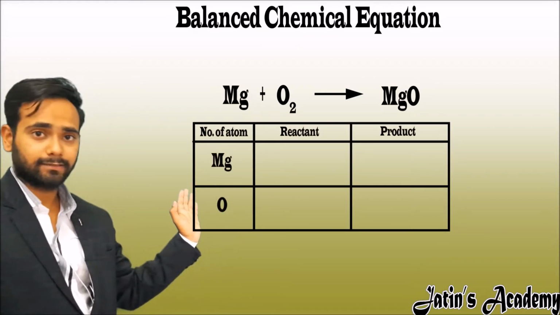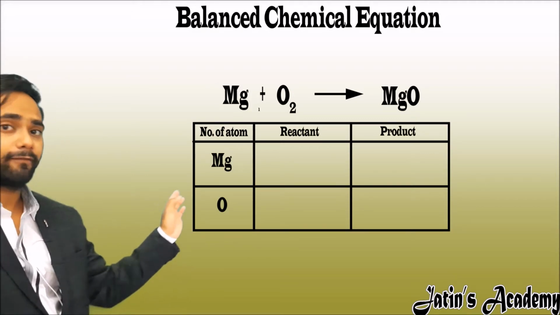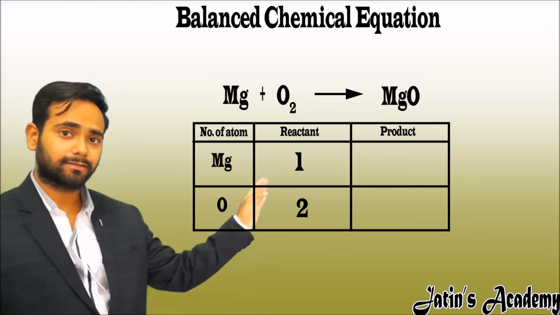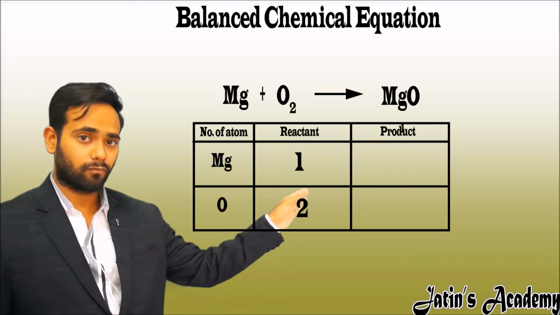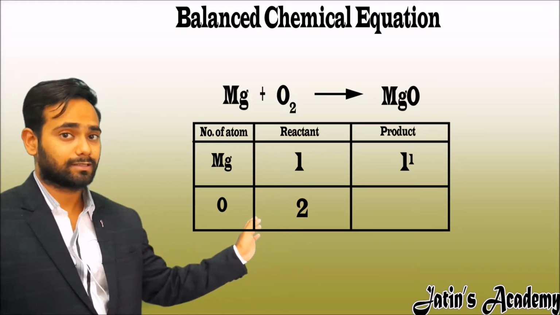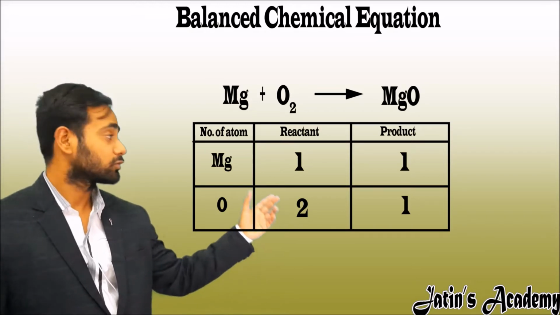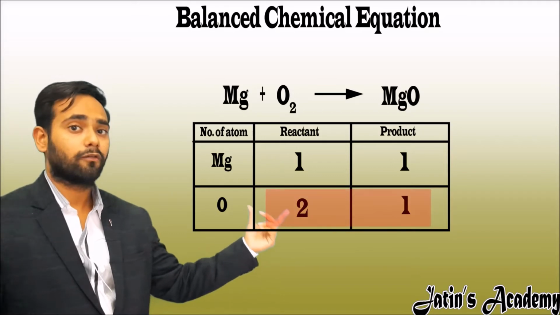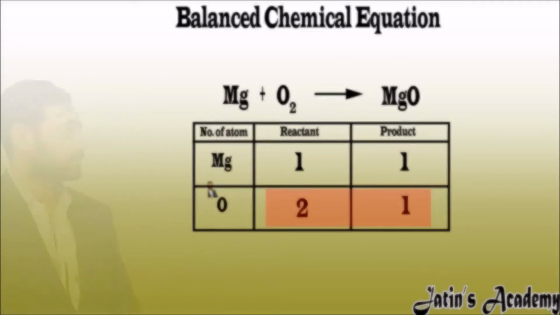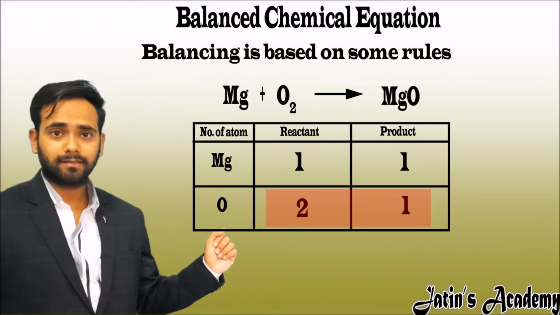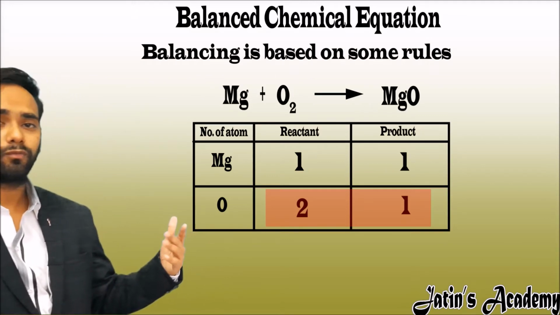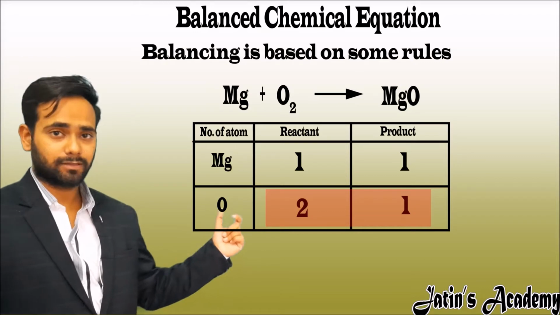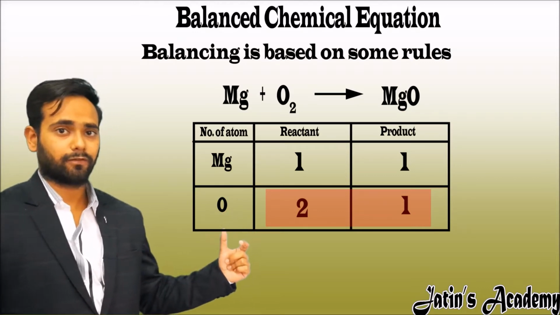Like on the reactant side magnesium has 1 atom and oxygen has 2 atoms. On the product side magnesium has 1 atom and oxygen has 1 atom. So the oxygen atoms in both cases are not balanced. We have to balance them. There are some rules to balance the equation, but those rules we will discuss later. Here for the sake of understanding I am just balancing the equation for you.